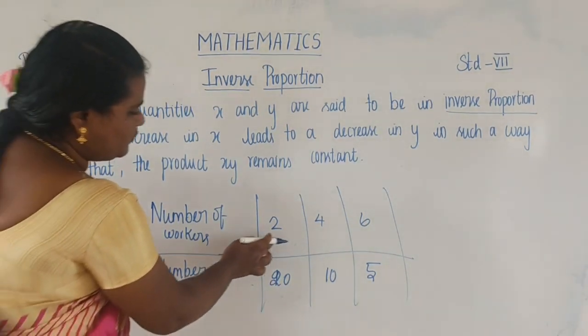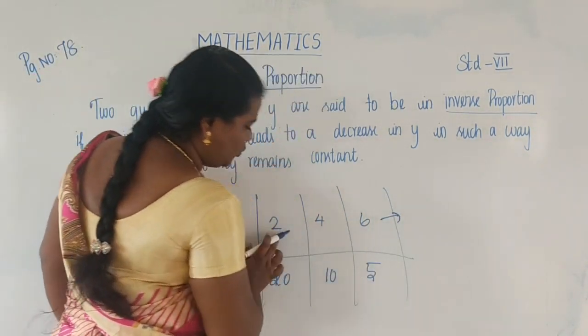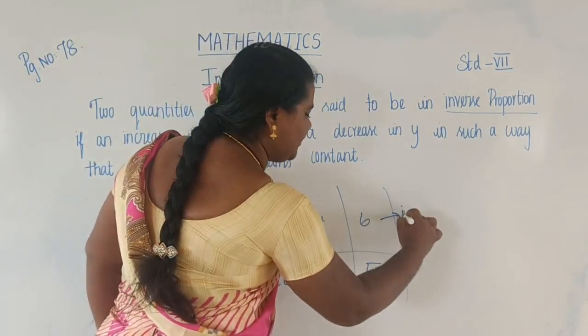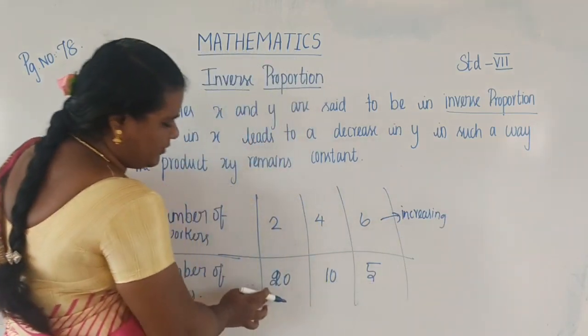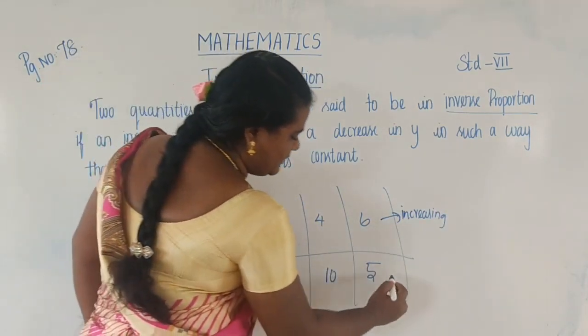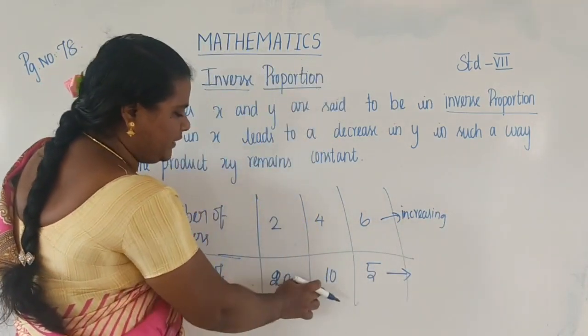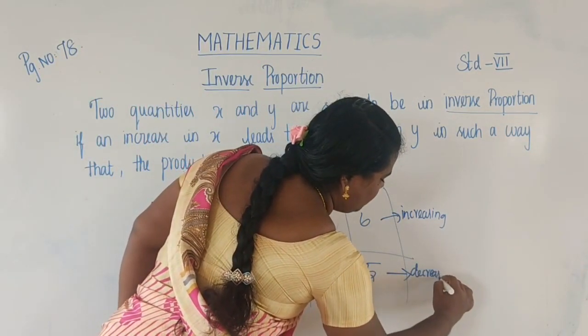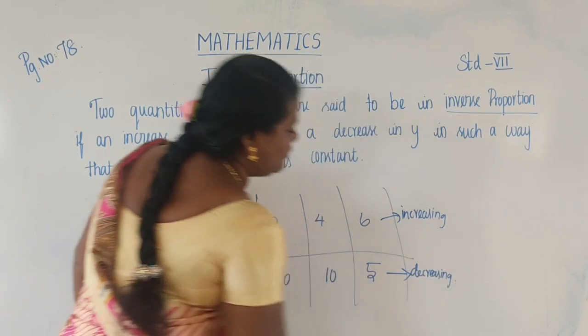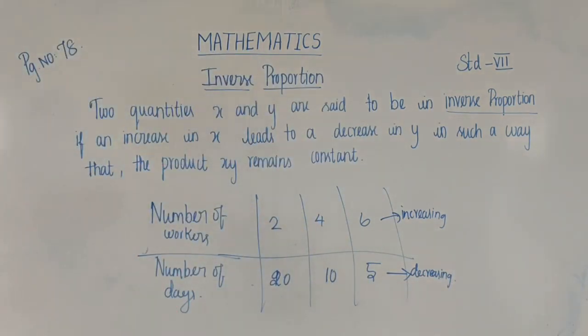So 2, 4, 6 are increasing, and 20, 10, 5 are decreasing. This way of proportion is called inverse proportion. Okay, students.